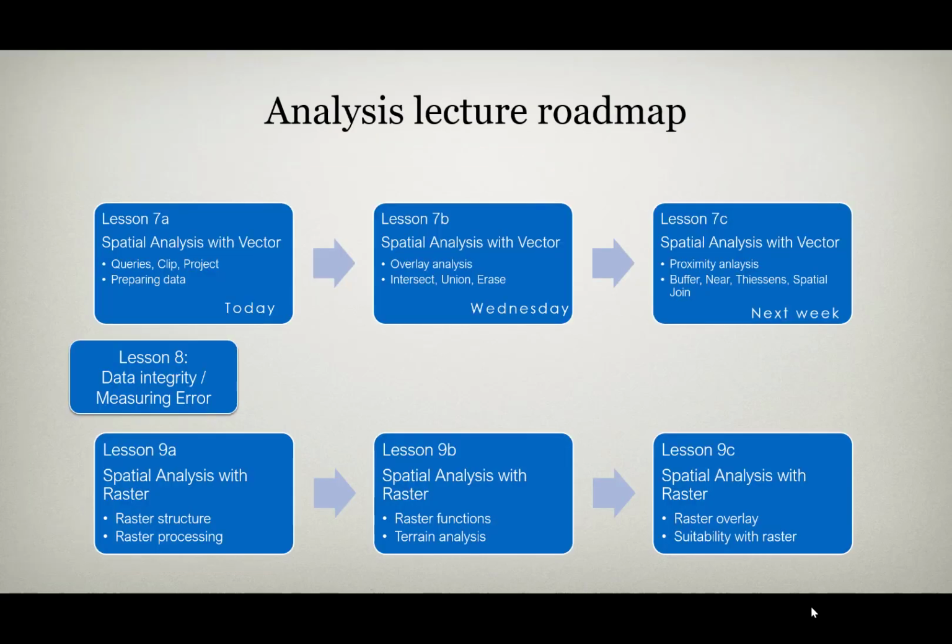Now that we'll be teaching the rest of NR322 online for the rest of the semester, here's a little roadmap. Lesson 7 has 3 parts. We'll be doing analysis with vector in 3 parts: today, right now, and then overlay analysis in 7b, proximity analysis in 7c. And then we'll take a little diversion and do data integrity, data quality, how to measure error. That'll be lesson 8. And then lesson 9 will also be 3 parts, and that will be on raster. So that'll be in 2 weeks.